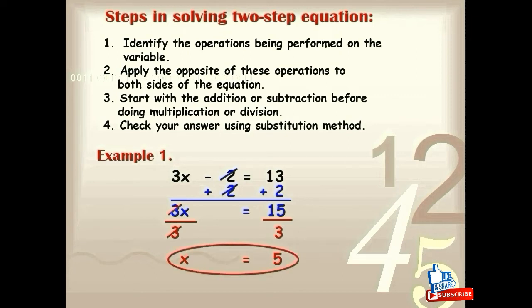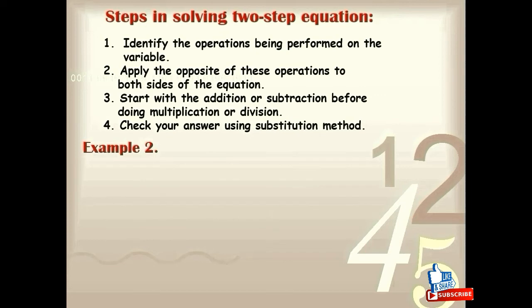Now, let us check if our answer is correct. Let us substitute the value of our variable. Now, 3 times 5 equals 15. Now, is 15 minus 2 equals to 13? Yes. Therefore, our answer is correct. Now, let us have another example.